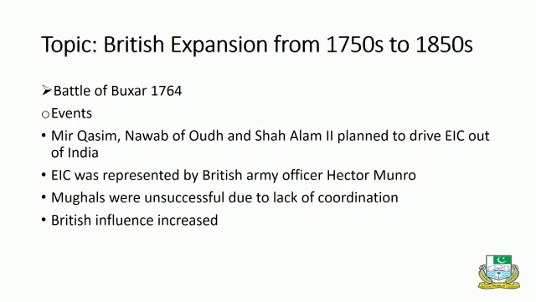Later on, Mir Qasim fled to the northwest and he committed suicide. Shah Alam II sought shelter in the British camps. And because of the help of Shah Alam II, the British were able to collect revenues from the areas of Bengal, Bihar and Orissa, and also extended their influence in Oudh. So the British established a start to their rule in India.